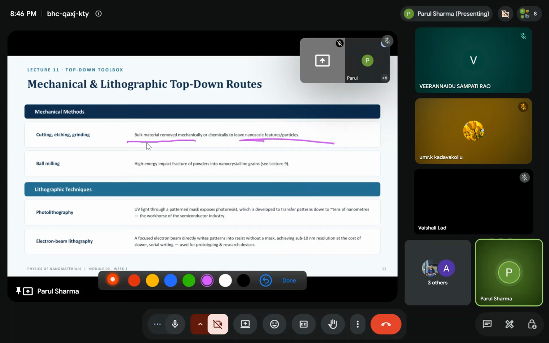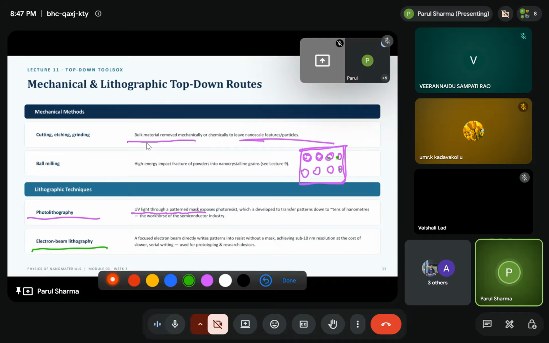Then photolithography. In lithography techniques, there are two options: optical and e-beam lithography. In photolithography, we shine UV light through a patterned mask. Suppose we want this type of structure. We create a mask in which there are holes, so that when we expose the light, it exposes only certain parts and transfers the same pattern which we want.